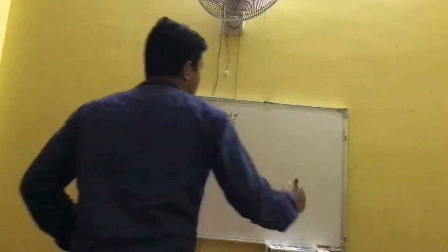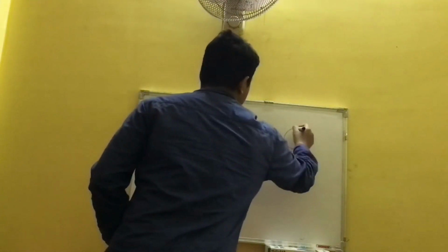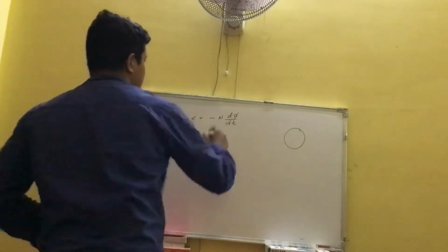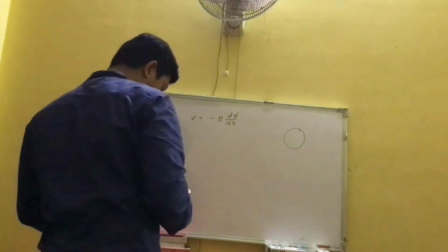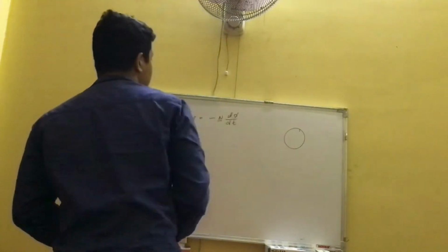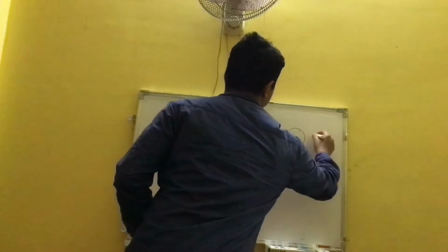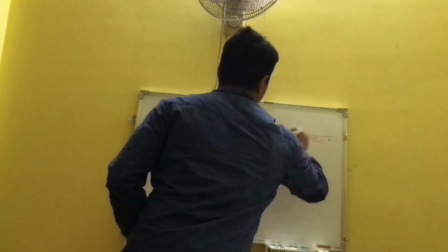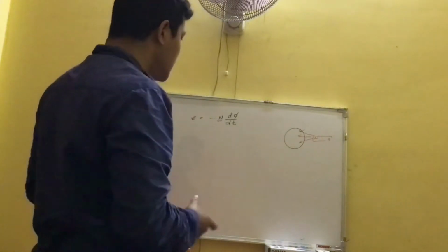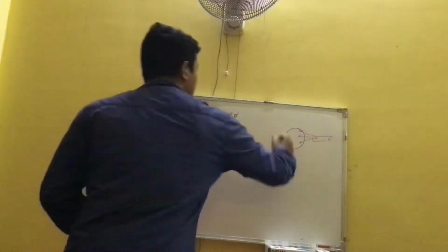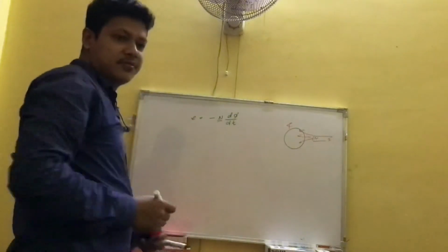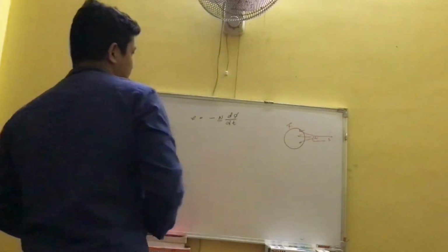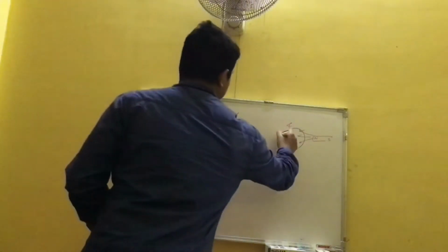Here you see, suppose this is the coil having n number of turns. This capital N represents the number of turns in the coil, and d phi by dt is the rate of change of magnetic flux through this coil. Suppose R is the resistance of this coil. Then the EMF induced is E here.